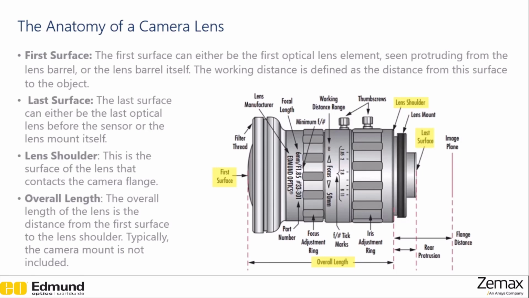The lens shoulder is where the lens will contact the camera flange. So when you mount this lens on a camera, this region here will be the part that actually presses up against the camera. And then the overall length is the length the lens will protrude out of the camera when it's mounted.